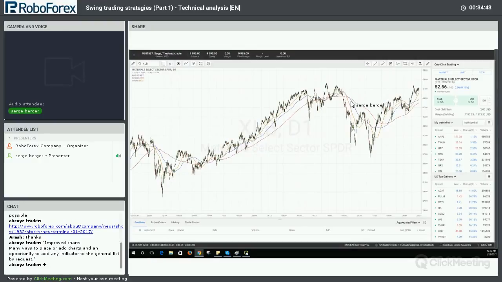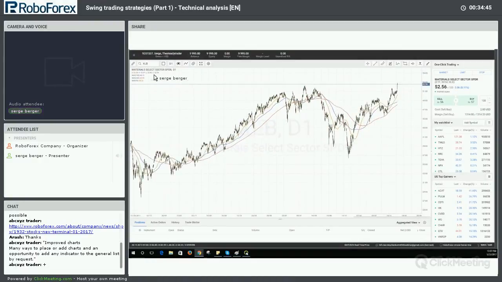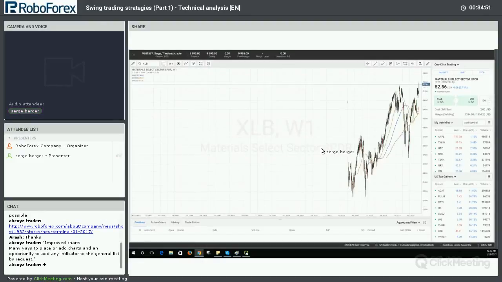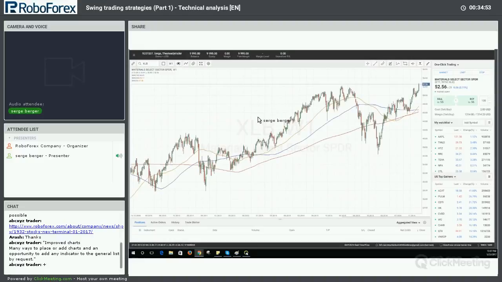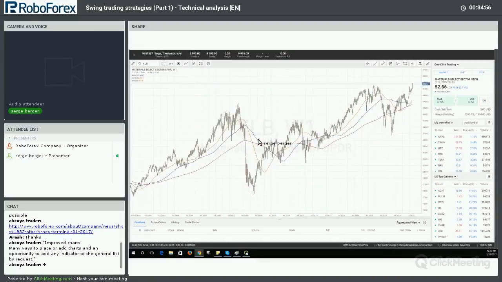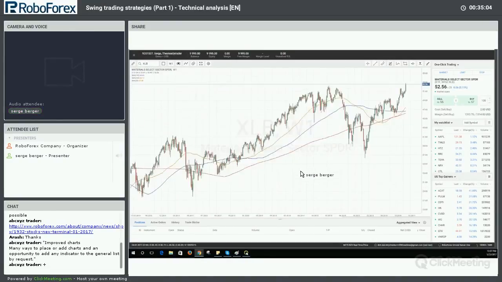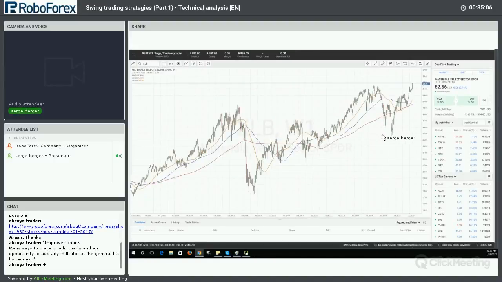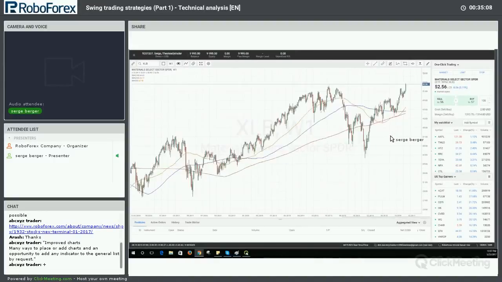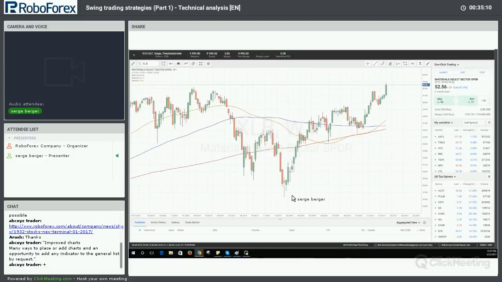So yesterday, by the way, we had the materials sector perform very well. But look at the XLB. So let me make this a weekly chart, and I want you to understand what happened here. So again, let's look at it from a swing trading perspective, right, and understand what the swings are. So we had an important swing low take place here. I guess this was probably last February, yeah, exactly.